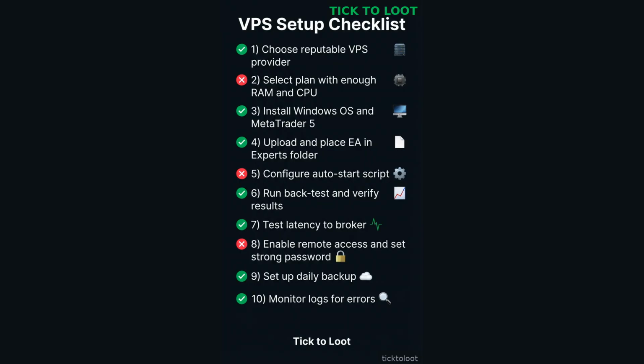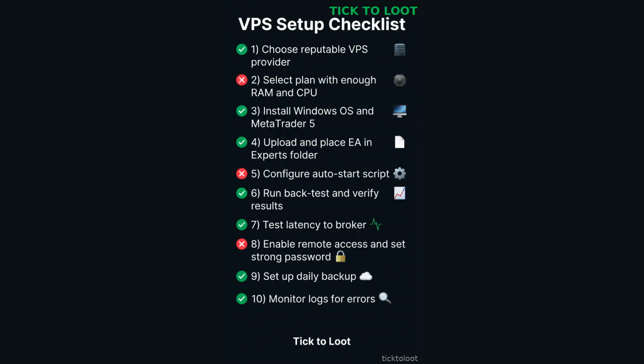Fourth, upload your EA file, commonly a .ex5, into the MT5 Experts folder. You can do this via the remote desktop's file explorer or an FTP client. Fifth, set up an auto-start script so the platform launches automatically whenever the VPS boots. This prevents the EA from staying idle if the server restarts.